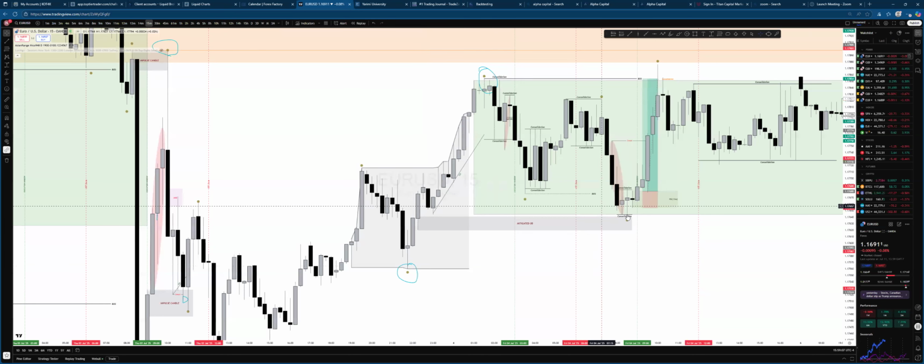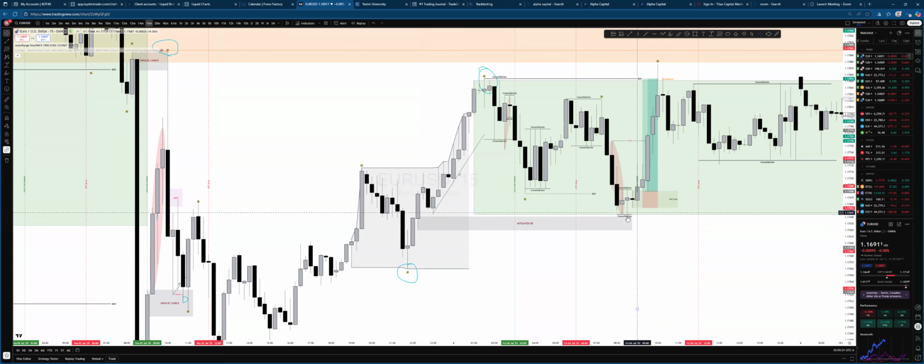So when price came back down and mitigated the discount level of this main push, and then gave me a change of character, break of structure, that confirms for me a continuation of that direction. Versus if price would have come down, induced this low or closed a body on this low, then I would have been looking for sells.